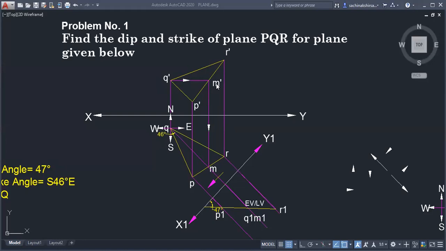From that M dash we have to draw one projector line vertically downward, and there you have to join that point with its opposite corner. That line is known as which line? What are we calling that QM line? Strike line. Then for that strike line we have to draw a reference line.